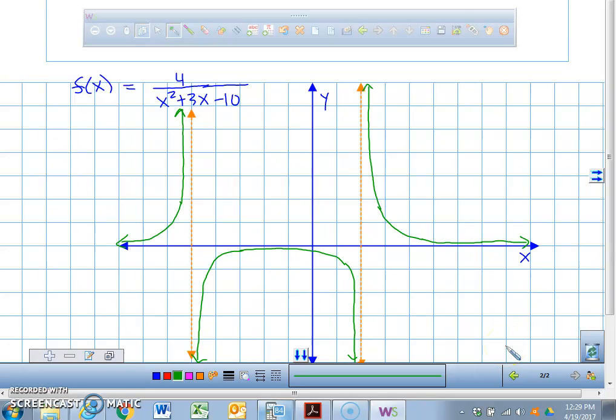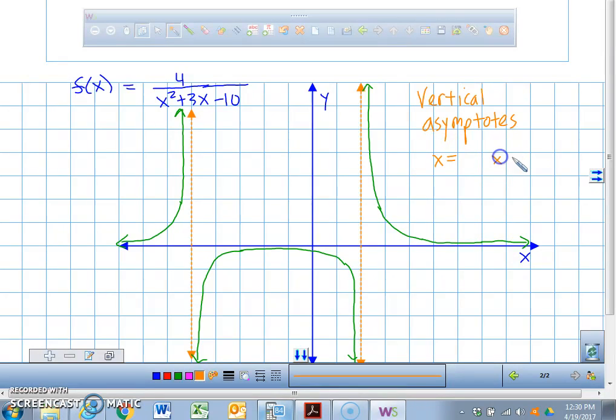We're going to talk about what these vertical lines are called. All right? I want you to write this down in your journal. They are called vertical asymptotes. That is a new vocabulary word. All right? Vertical asymptotes. We have 2 vertical asymptotes.